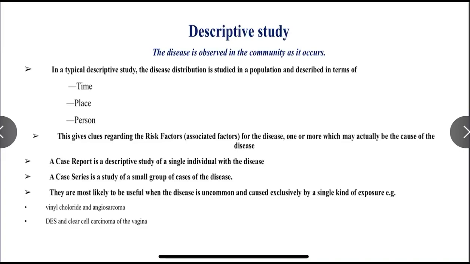And the person, like we look for the family, like which families are more affected, what the race is, and what the age of the person is. So we look in that area. Then this study gives us some clue regarding the risk factor.